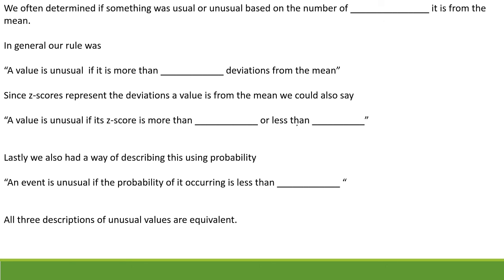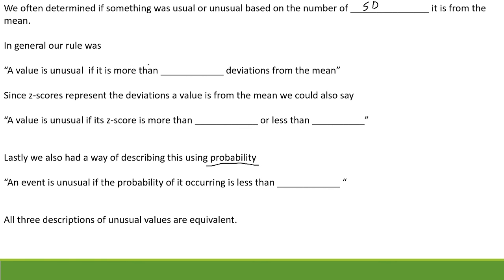All right, so the last thing we have here is usual and unusual. Usual and unusual is usually based on the number of standard deviations. So let's put SD here. Standard deviations it is from the mean. Now, again, we can do this one of two ways. We can do it using standard deviation, or we can even do it using probability. Let's go through the standard deviation one first.